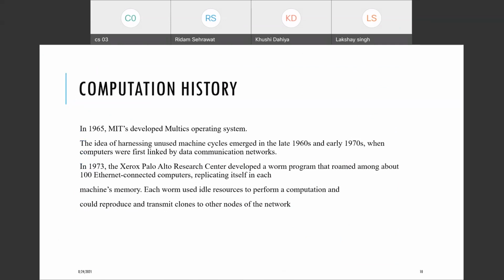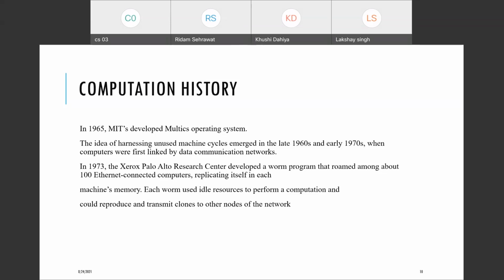Then we noticed there are some machine cycles, some processor cycles, that remain unused when the processor is busy with input output requests. At that time the processor is idle. So we thought, why should the system remain idle? The processor should be working all the time. We have to change our strategy so that we can use the unused machine cycles.